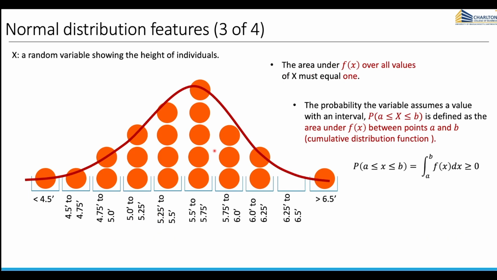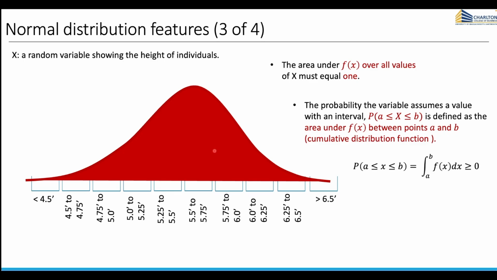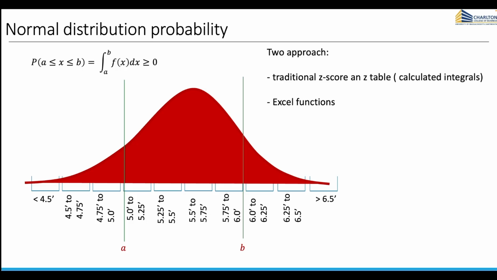So again, the red line is the PDF or f of x, and the area under the curve is the CDF or the probability. From now on, instead of showing the frequency distribution in terms of bars, we only work with this shape for the normal distribution. There are two approaches to calculate the probability of x within some interval: the traditional z-score with a z-table, or using an Excel function. In this tutorial, I'm going to focus only on using the Excel function.